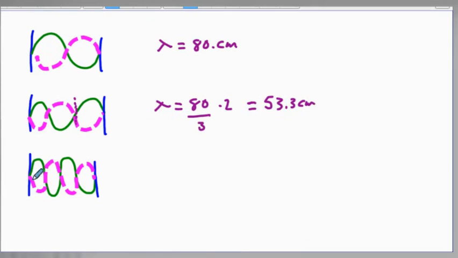And the last one, hopefully you'll see that it goes through 4. I'm going to do it the same way. I'm going to divide that by 4, and I'm going to multiply by 2. The reason I'm multiplying by 2 is I want to get through 2 of these humps here, one full wave. So that one I can do in my head, 40 centimeters.